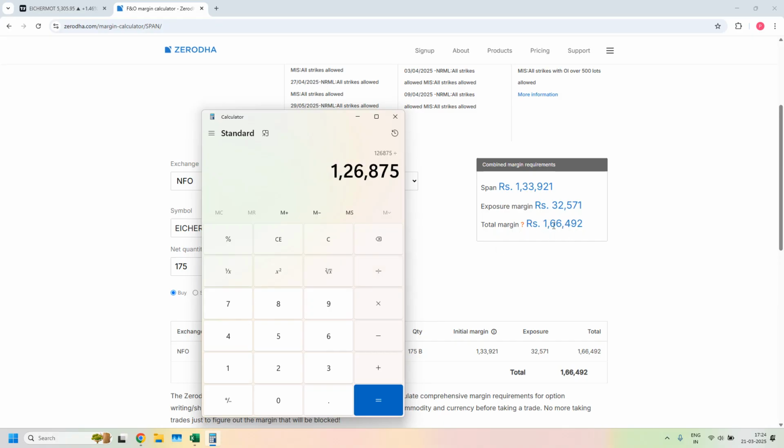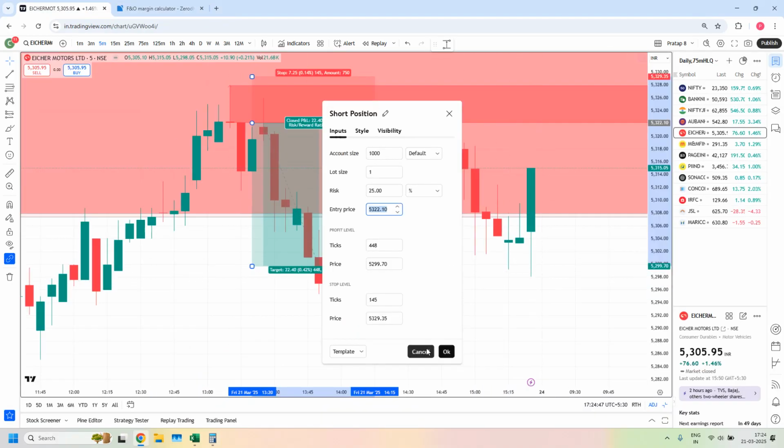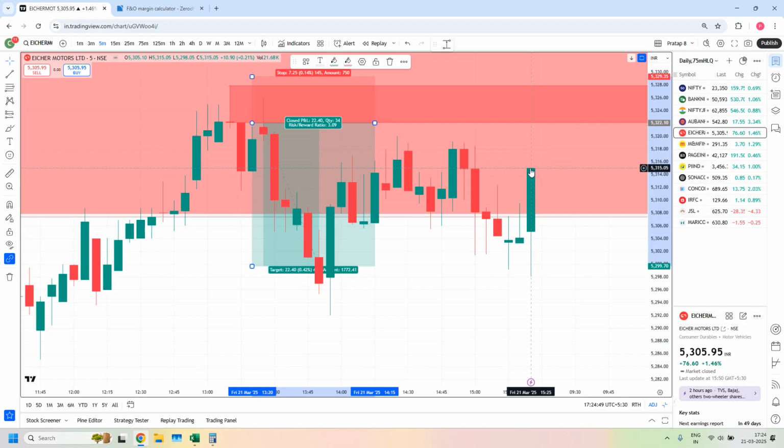But I don't consider this value as it is, because this is at the time of closing. Where is the closing candle? The closing candle is here. I would have taken my trade here. When price moved up to here, some more value would have been added. See, when prices are going down, your margin values will reduce. When prices are increasing, your margin value will increase.